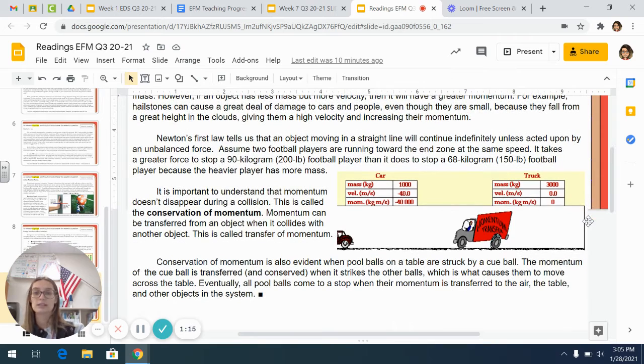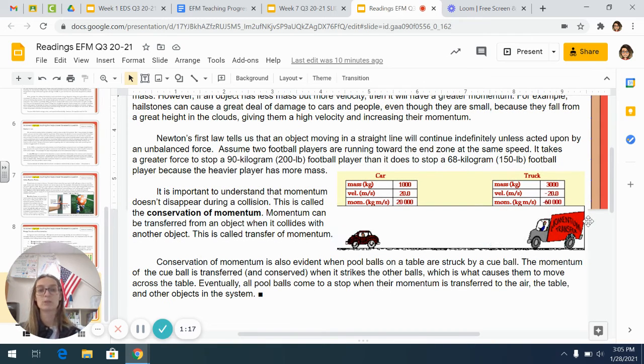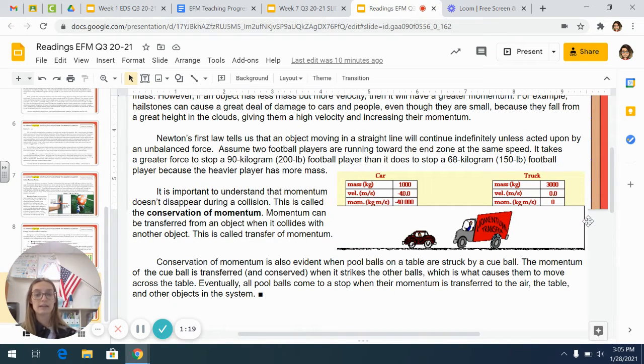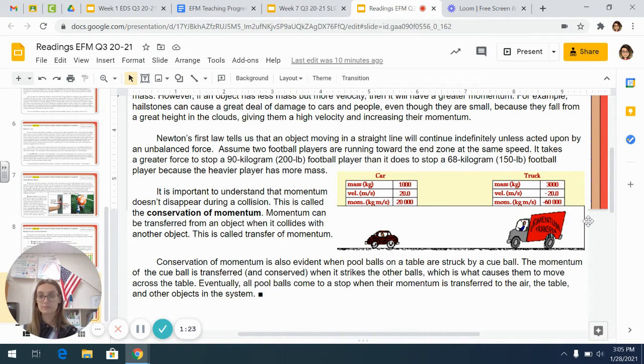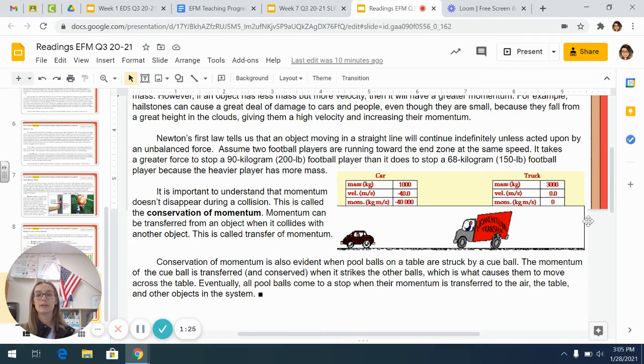Newton's first law tells us that an object moving in a straight line will continue indefinitely unless acted upon by an unbalanced force. Assume two football players are running toward the end zone at the same speed. It takes a greater force to stop a 90-kilogram football player than it does to stop a 68-kilogram football player because the heavier player has more mass.